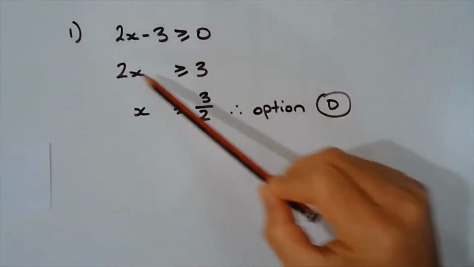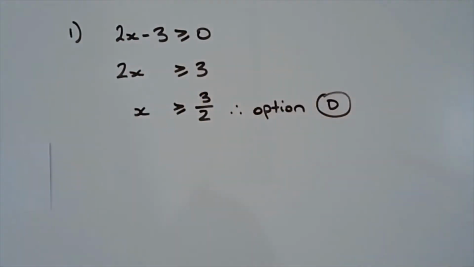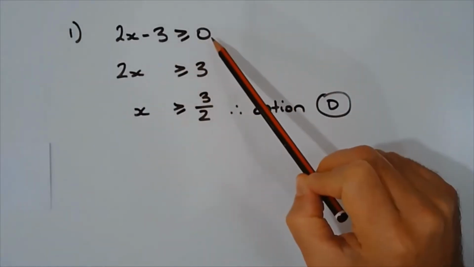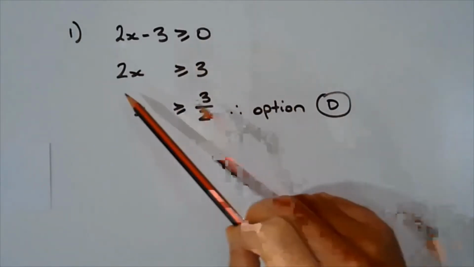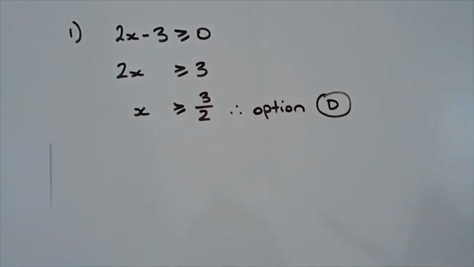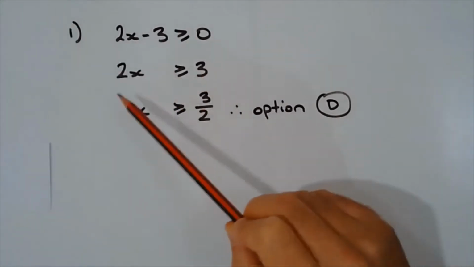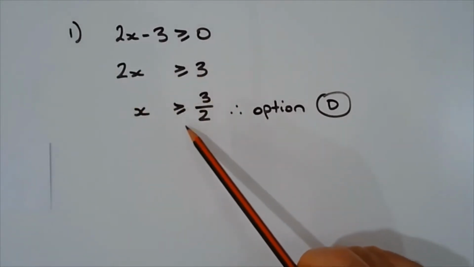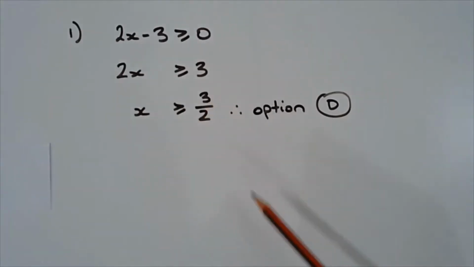So solving this inequality, making x the subject, we'll add 3 to both sides. So no need to switch the inequality sign. So we have 2x is greater than or equal to 3. And then dividing both sides of the inequality by 2, we have x is greater than or equal to 3 over 2. So therefore, the answer is option D.